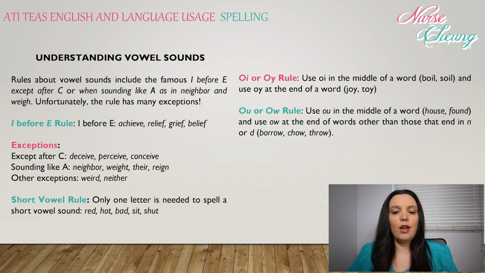Short vowel rule. Only one letter is needed to spell a short sound: red, hot, bad, sit, and shut. OI or OY rule. Use OI in the middle of a word: boil, soil, and use OY at the end of the word: joy, toy. OU or OW rule. Use OU in the middle of a word: house, found, and use OW at the end of the word, other than those that end in N or D: borrow, chow, or throw.